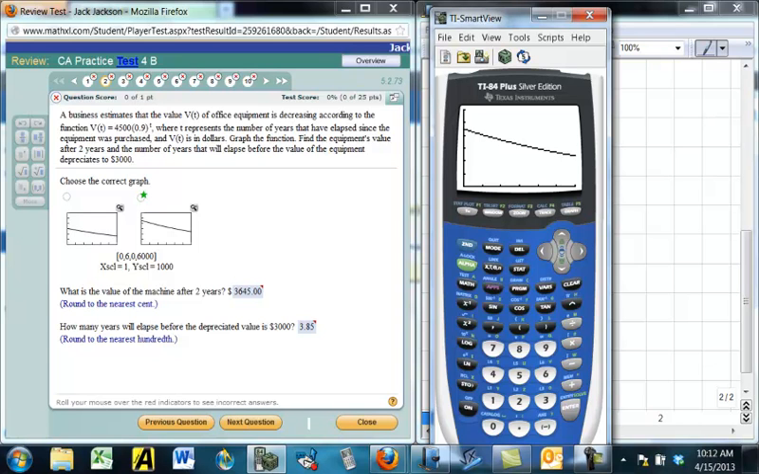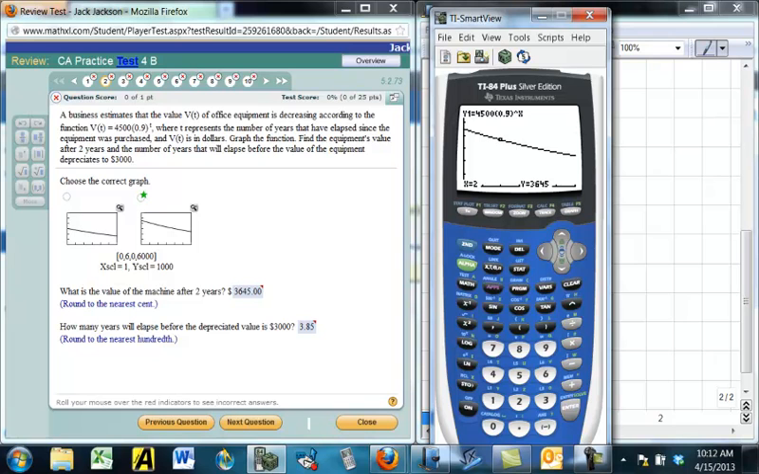From the graph, we just hit trace, type in the x value we know, 2, and enter. And it gives us that point on the graph, and it gives us its coordinates. 2 years and $3,645. So the answer is the y value there, because they gave us the x.